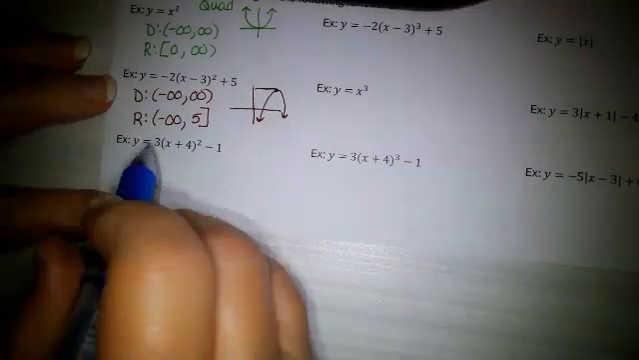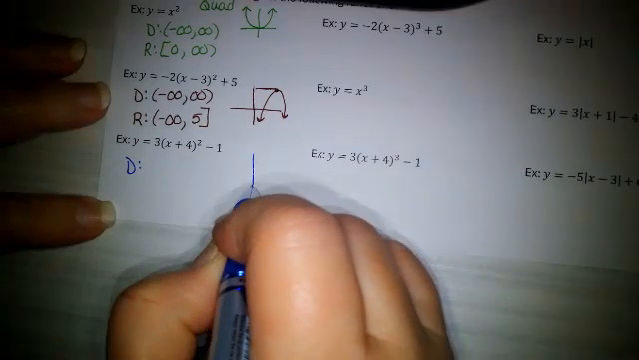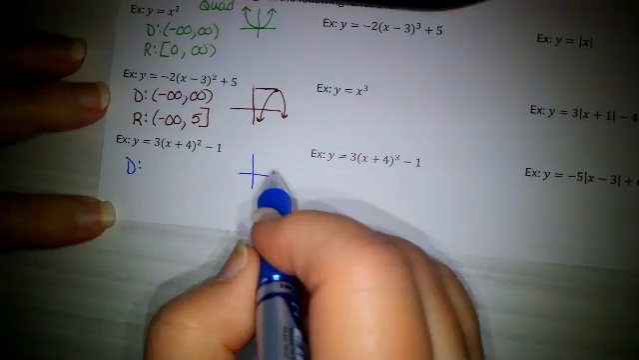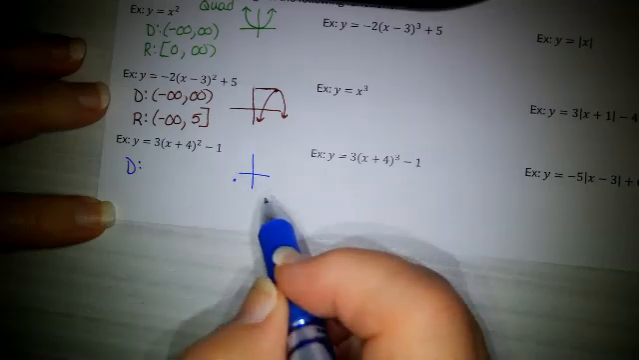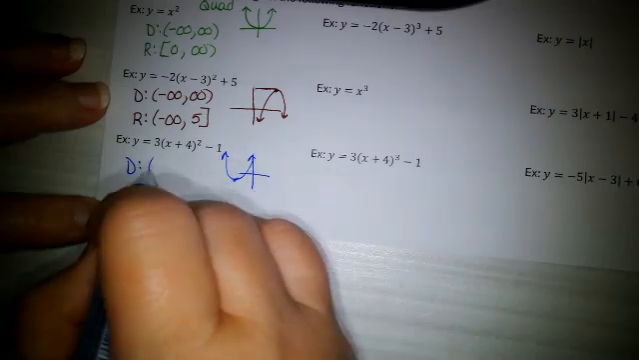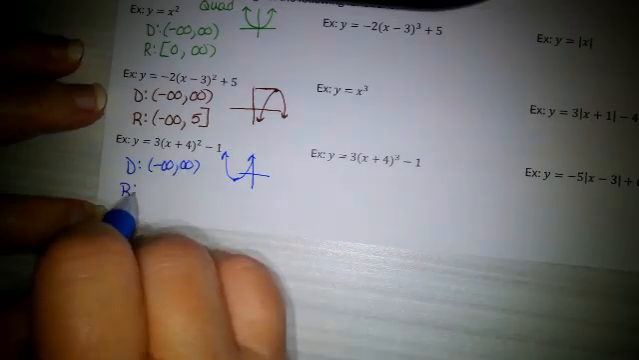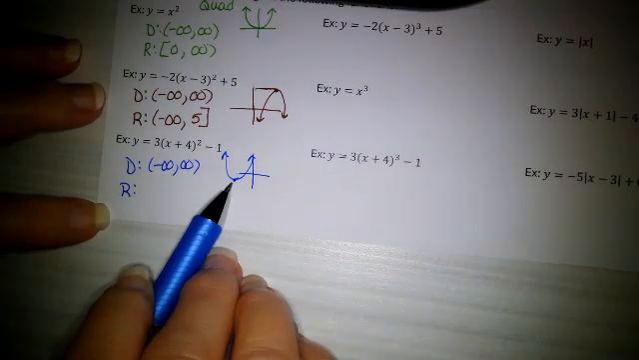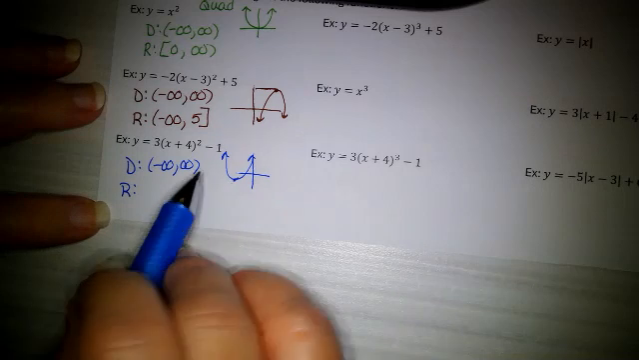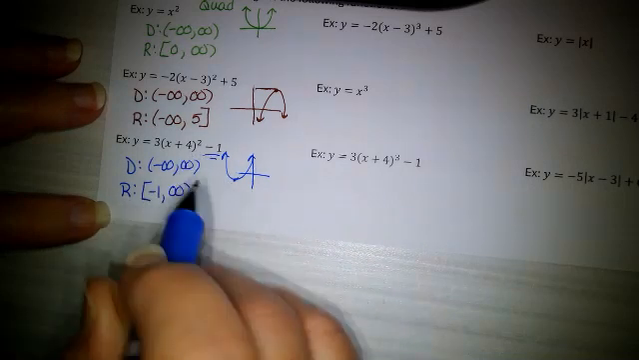And the third question, notice it is not being reflected. It has a vertex at -4, -1. It looks like this. Domain for quadratics is all real numbers. The range starts at the vertex and goes. So the vertex here was our -1. So -1 to infinity.